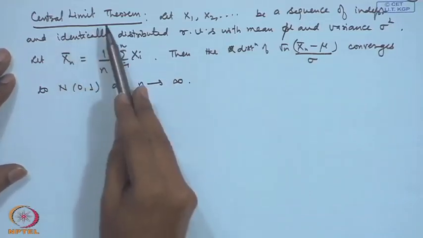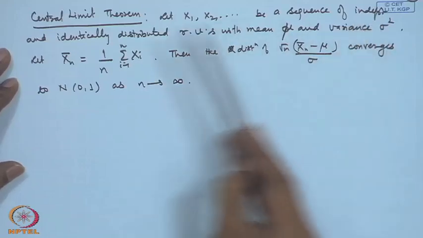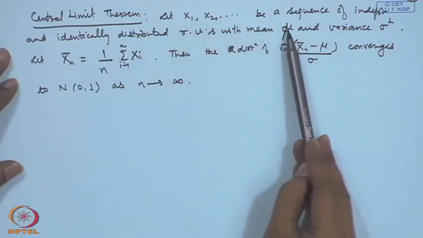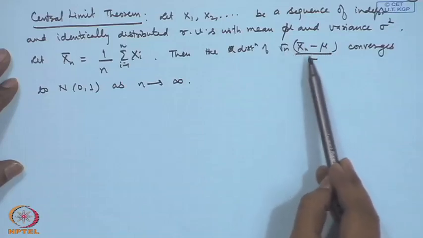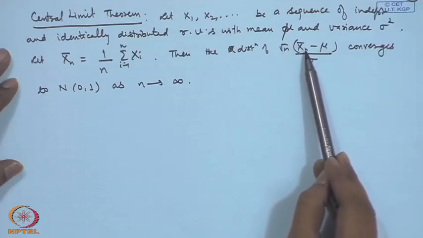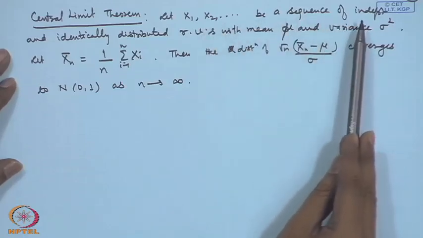In fact, this is one of the basic central limit theorems. Here I have made the assumption that the random variables are independent and identically distributed, with mean mu and variance sigma square. Actually, what is the significance of this result? What I am saying here is that if I consider the mean of the observations, then that will be normal no matter what is the original distribution.